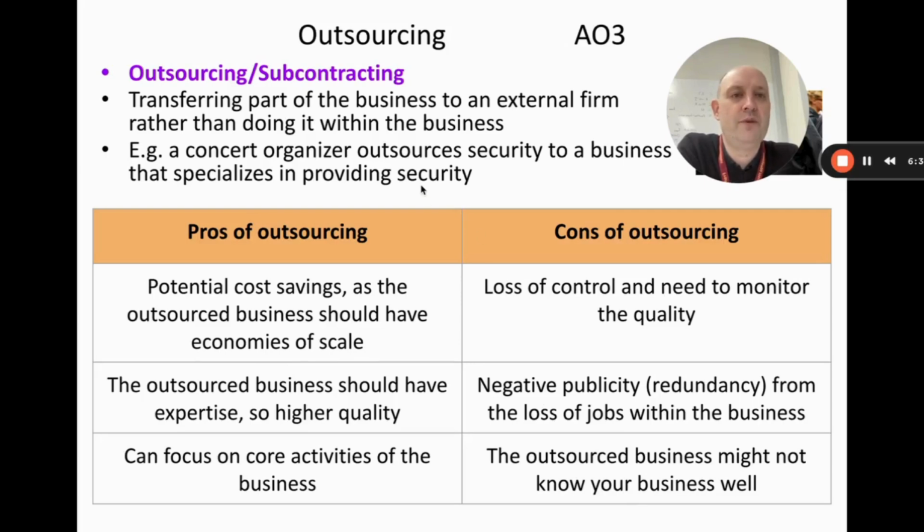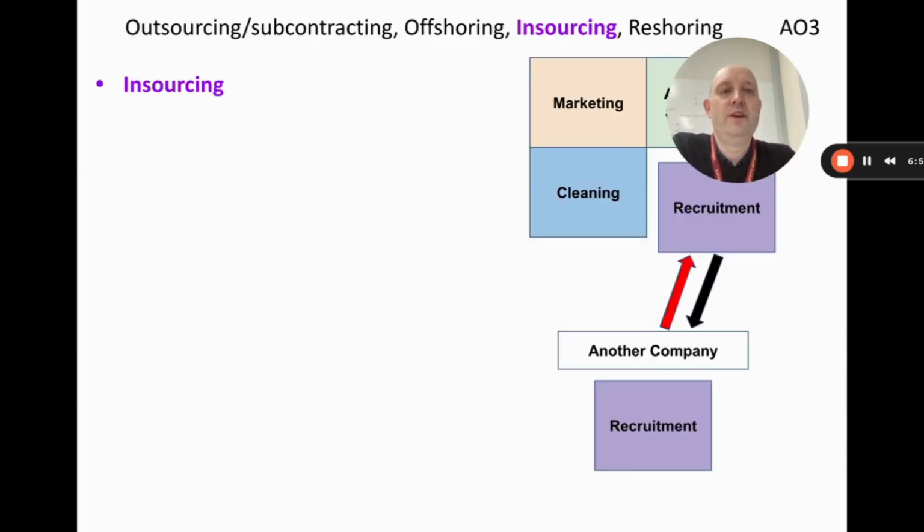Additionally, the outsourced business might not know your business very well. So the security company, well, they probably won't know the concert organizer, they won't know their business model, how they run the business, etc. And so therefore, they might not do it how the concert organizer wants them to do it. So that would be another disadvantage.